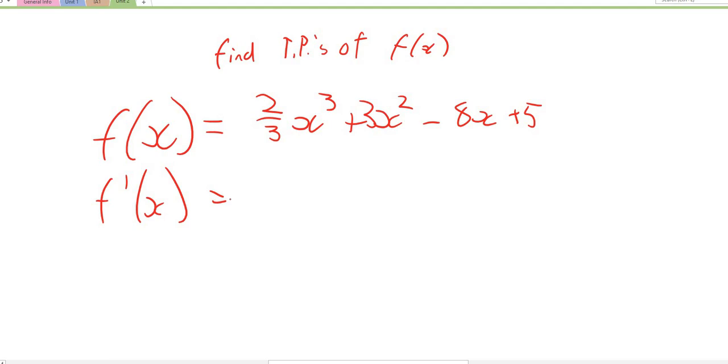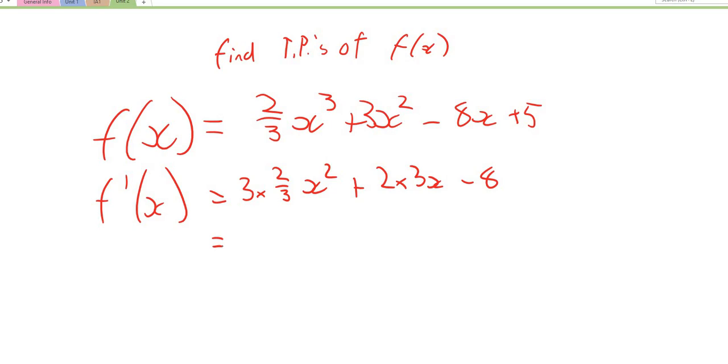So when we're finding the derivative, we take that power of 3, drop it down in front. So 2 times 3, take 1 from the power, and then the 5 disappears. So that gives us 2/3 of 3, which is just 3 times the 2, and that gives us 6 on 3. 6 divided by 3 is 2. So just 2x squared plus 6x minus 8.